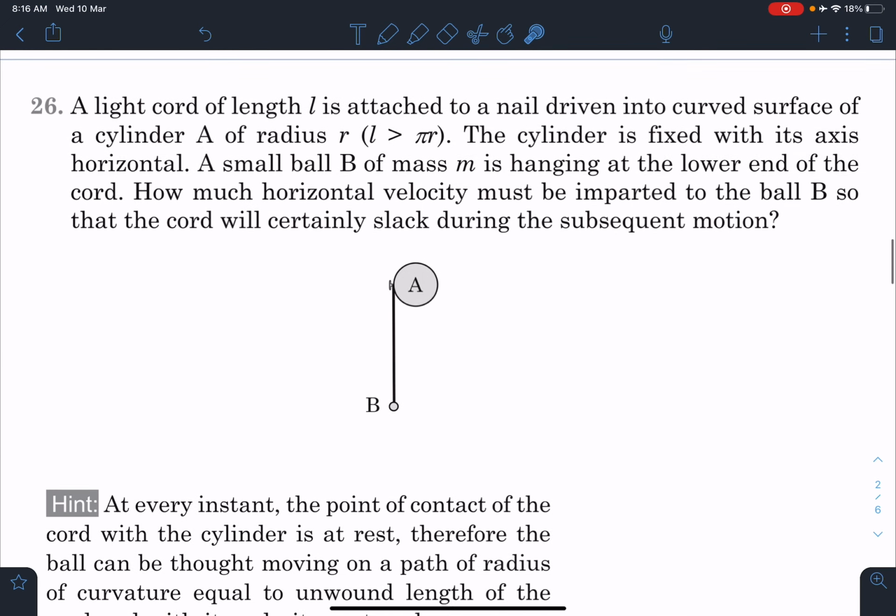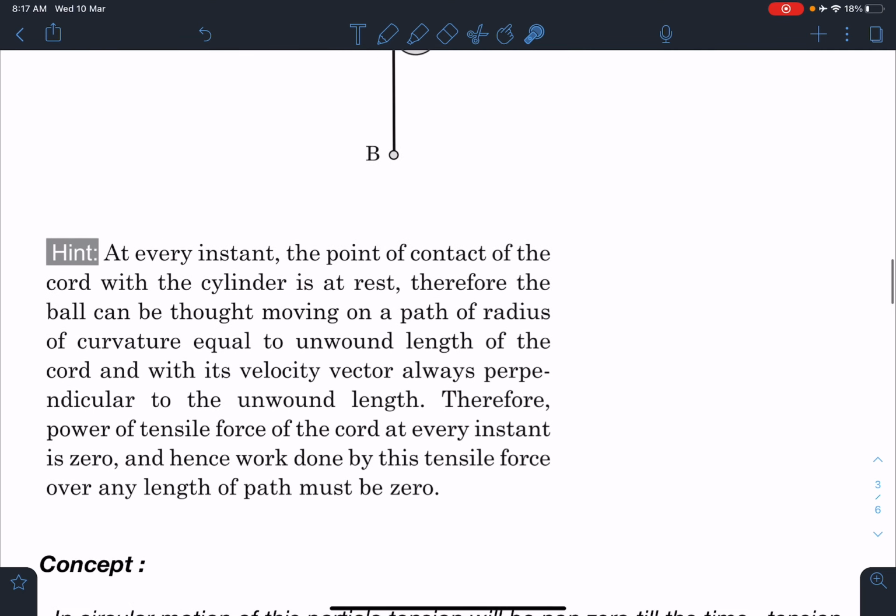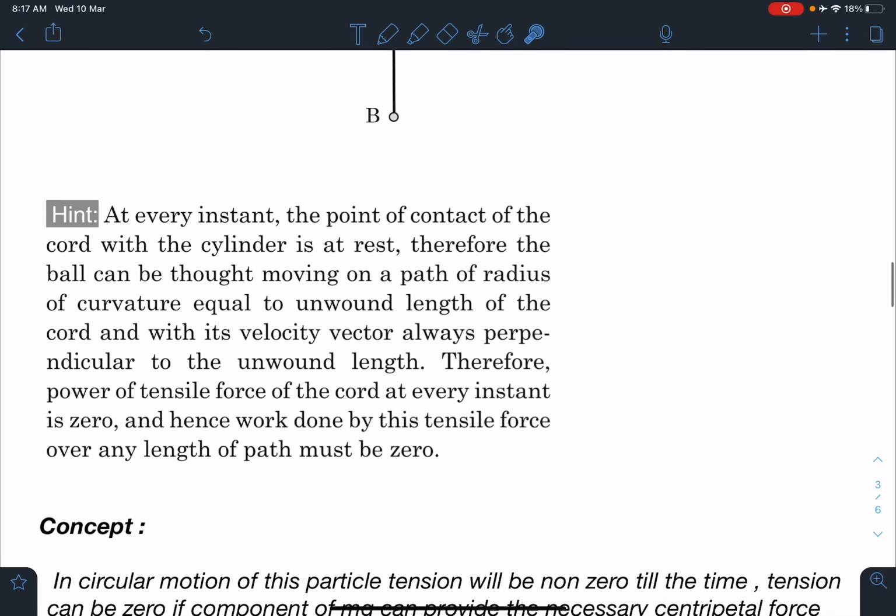And here is the statement of this problem. A light cord of length L is attached to a nail driven into the curved surface of a cylinder A of radius small r, and this length is more than pi r. The cylinder is fixed with its axis horizontal, and a small ball B of mass m is hanging at the lower end of the cord. How much horizontal velocity must be imparted to the ball so that the cord will certainly slack during the subsequent motion?